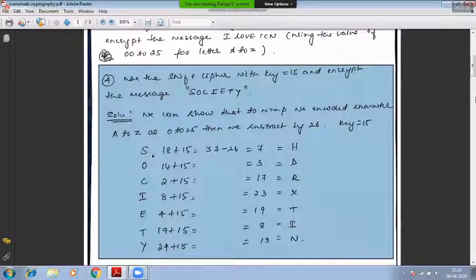If you just count, S is 18. So 18 plus 15, the total is 33. 33 minus 26 would give me 7. So what would be 7 in your sequence? It is H. So S is converted into H with a key of 15. Like this, I can convert plain text into a cipher text using the Caesar cipher method with a key of 15.